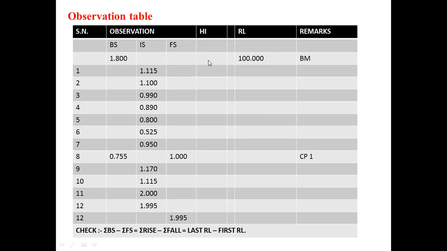So to find out the height of instrument, what will be the reading? Height of instrument is 100 plus 1.8, so 101.8. From this height of instrument, these are the intermediate readings. If you deduct the intermediate readings from the height of instrument, we will get the RL of points 1, 2, 3, 4, 5, 6, like that, and you will get the reduced level.